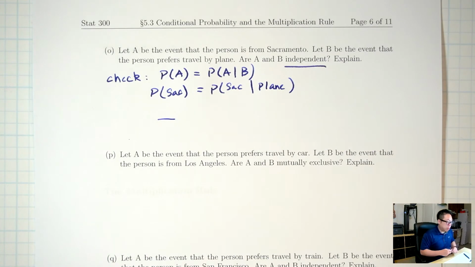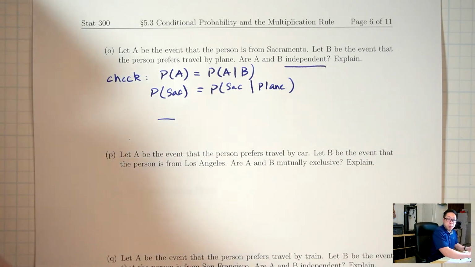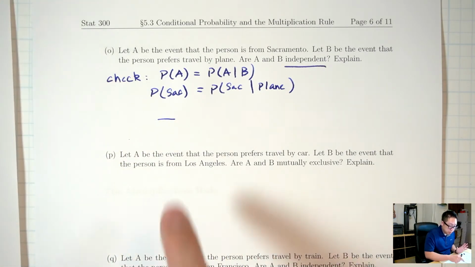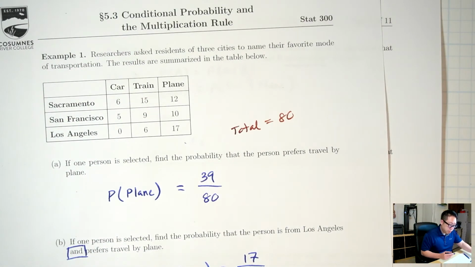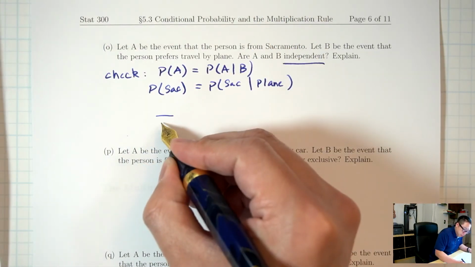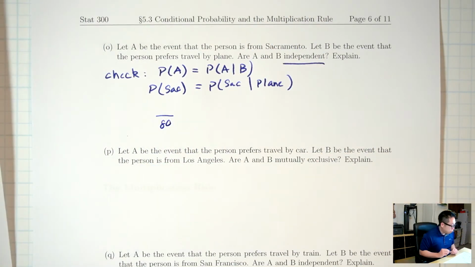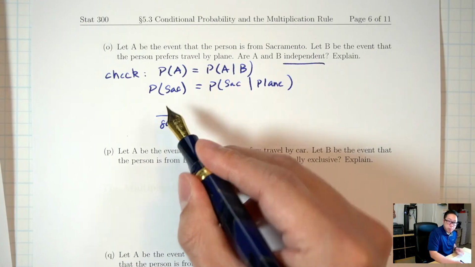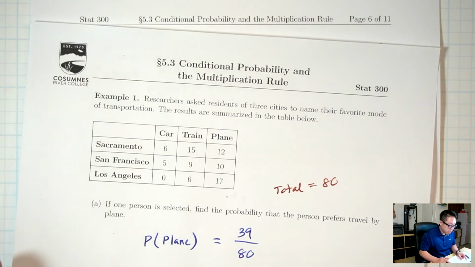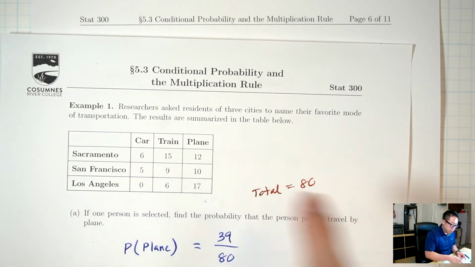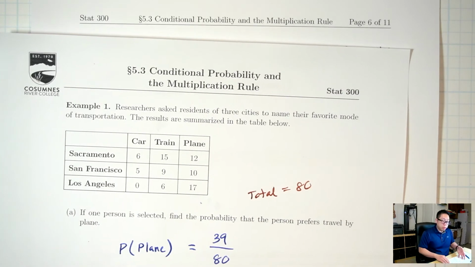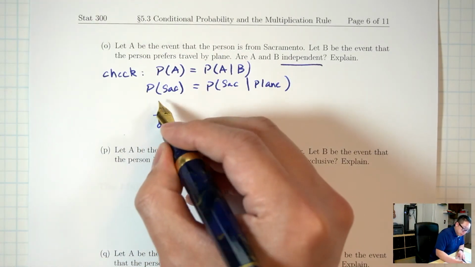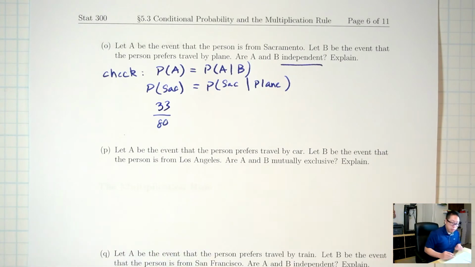And we're going to find the probabilities from the table again. So probability of Sacramento, the bottom's going to be everybody. So everybody was 80. For the top, I want the people from Sacramento. So how many people from Sacramento? Sacramento would be 6, 15, 12. So 6, 15, 12 would be 33. Right, that's the left side.